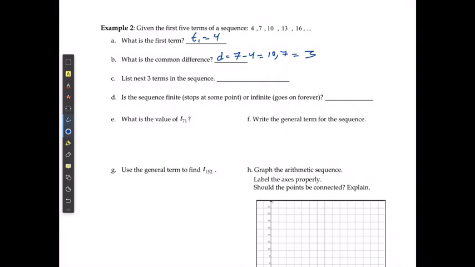What are the next 3 terms in the sequence? Well, start at 16, and I'm just going to keep adding 3: 19, 22, and 25. Is a sequence finite, where it has a clear ending point, or infinite, where it goes on forever? Well, this ... means that the sequence is just going to keep continuing over and over again. This is going to be infinite.